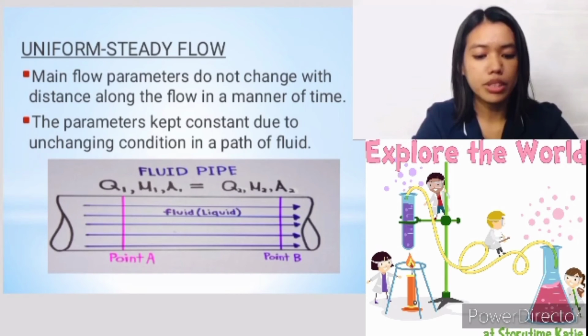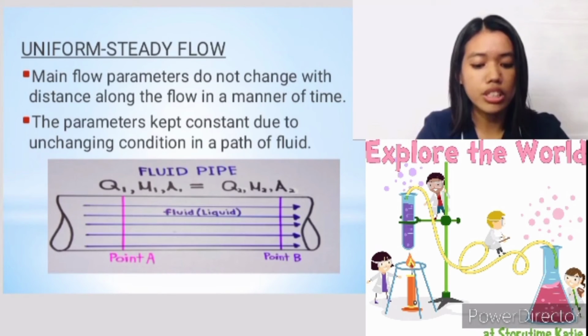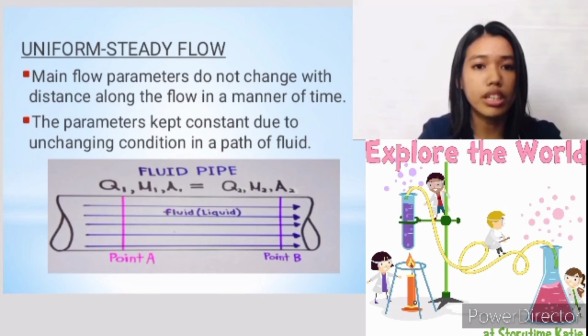The main flow parameters of uniform steady flow do not change with distance along the flow in a matter of time. All of the flow parameters are constant with distance along the flow. The parameters are kept constant due to unchanging conditions in the path of the fluid. As you can see in the representation of the pipe, from point A to point B, there is no change of parameters and they only remain constant. If all of the parameters of discharge, velocity, and area are equal from point A to point B, then the flow is a uniform steady flow.